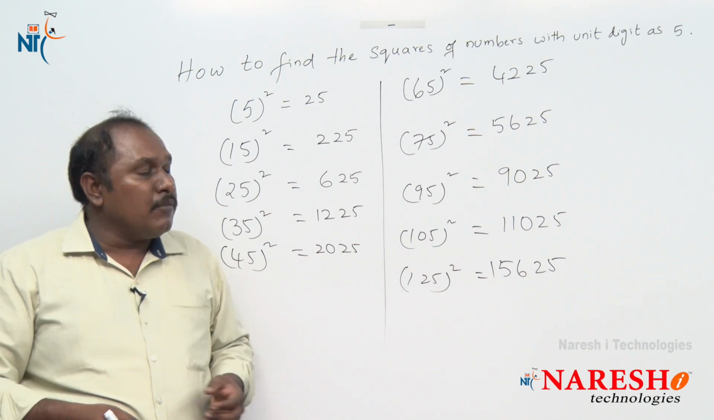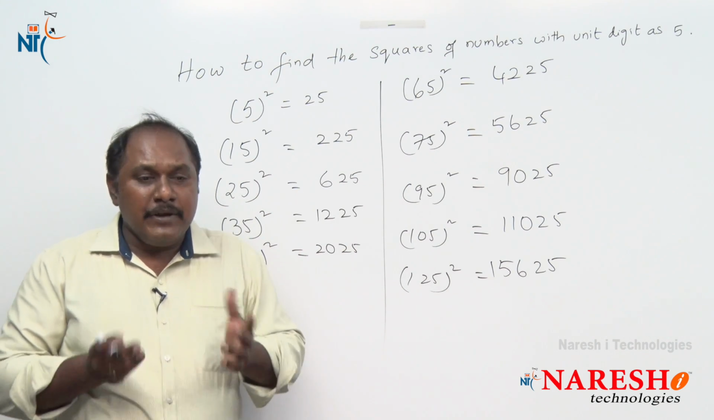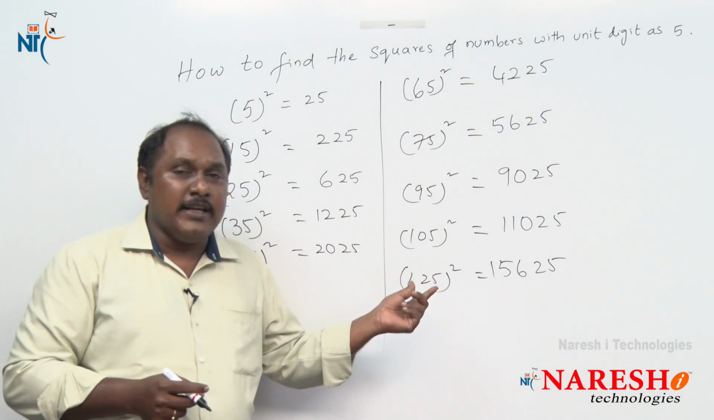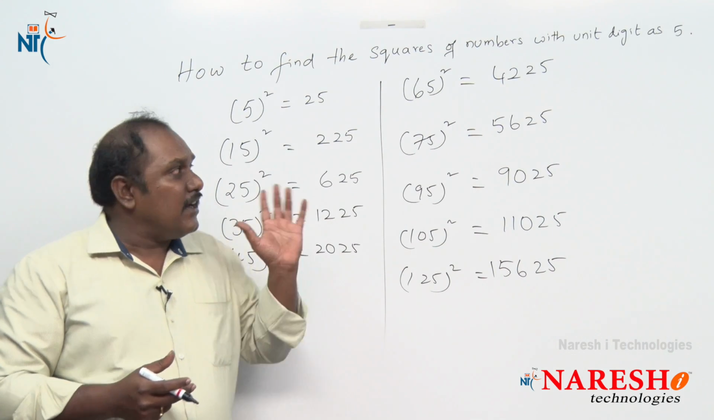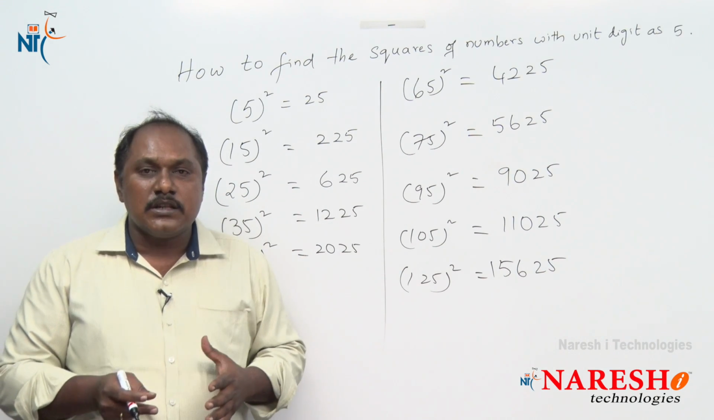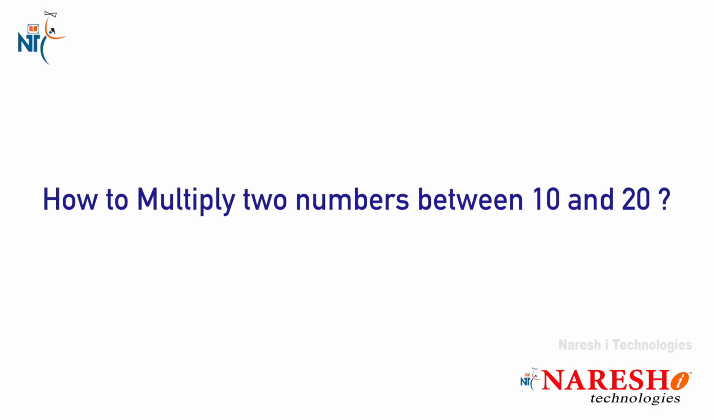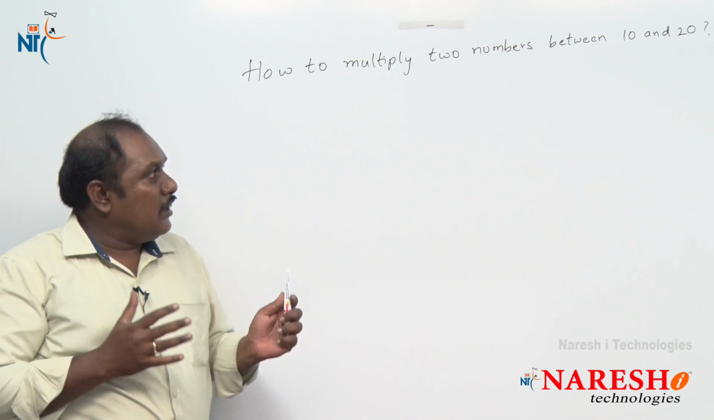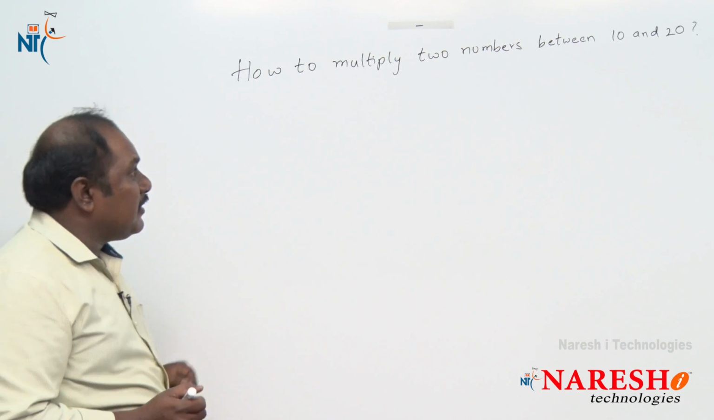Now let's learn one more technique here, how to multiply two numbers between 10 and 20. Because here we have 12 into 13. Now how quickly can you tell what is 12 into 13? You must know that. So for that, let's learn how to multiply two numbers which are between 10 and 20. What is a simple method to answer this?